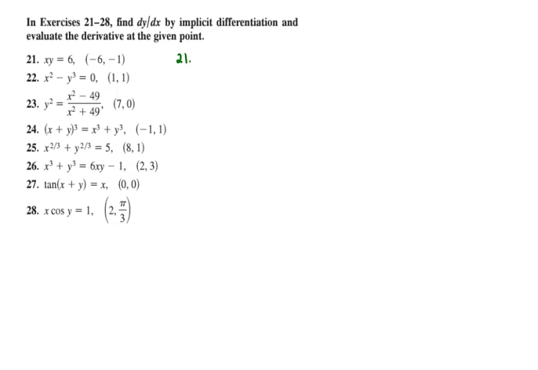So for 21 we have x times y plus x equals 6. We'll start by taking the derivative of both sides with respect to x. On the left side we have this famous product, the derivative of the famous product xy. So that's xy prime plus y, as we've seen before. And it's equal to 0 on the right side.